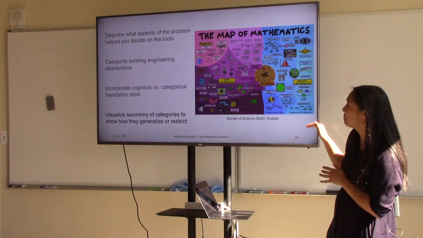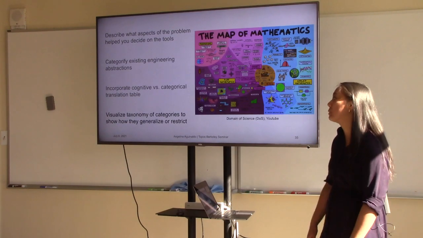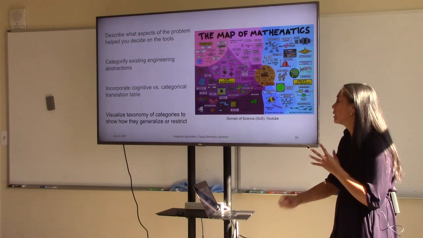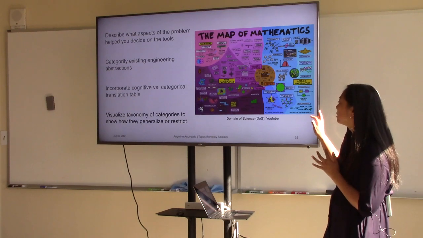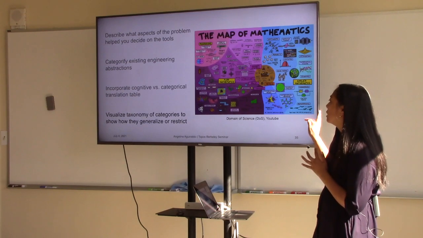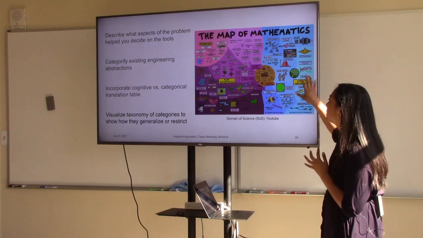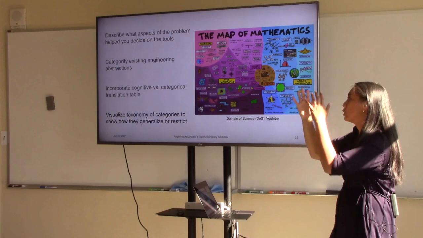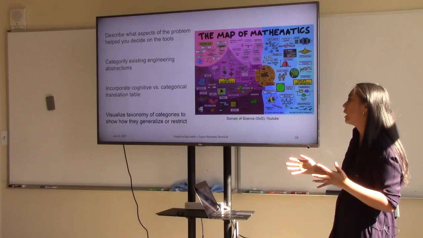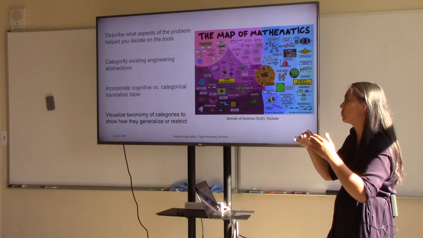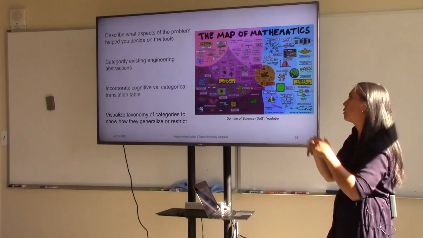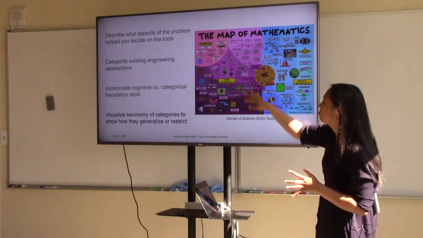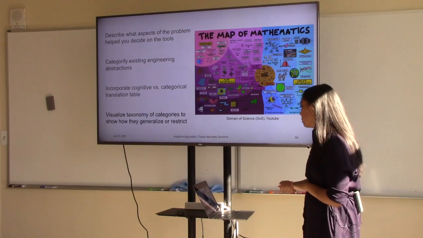The last idea I have is to somehow visualize this taxonomy of categories, and especially the relationships about generalizing or restricting. I really like this image from the Domain of Science YouTube channel, where he outlines the domains as this really pretty map. It would be really cool to have a similar, or maybe a tree-structure-like, visualization of how the different categorical constructions from foundational category to higher category theory relate to one another, and where they are on this bigger map of category theory.